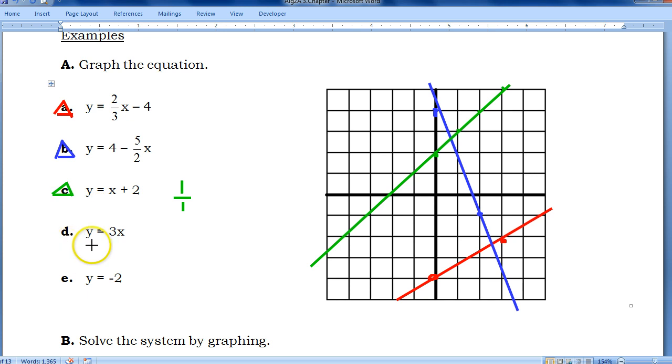For letter D, again, it's a little different because I don't see an intercept. When there's no intercept, that means your intercept is 0. So b equals 0. So I have a slope of 3, and I can draw that over 1 to give me my rise over my run. I'm going to start at 0, rise 3, run 1, and that tells me where my next line should go.